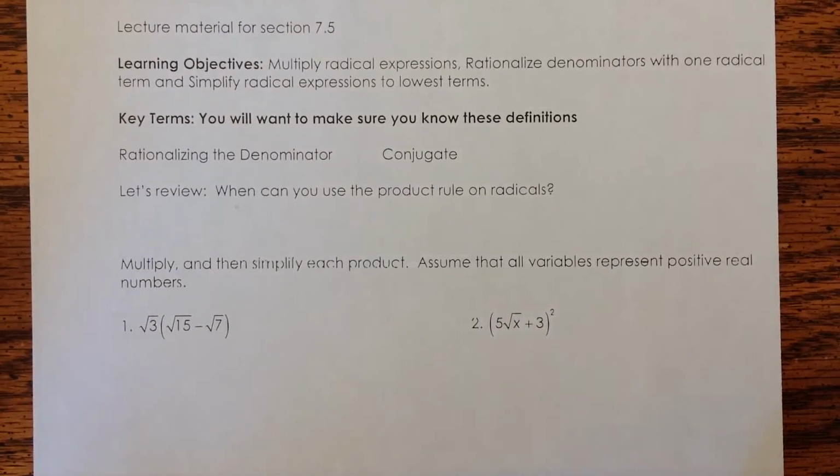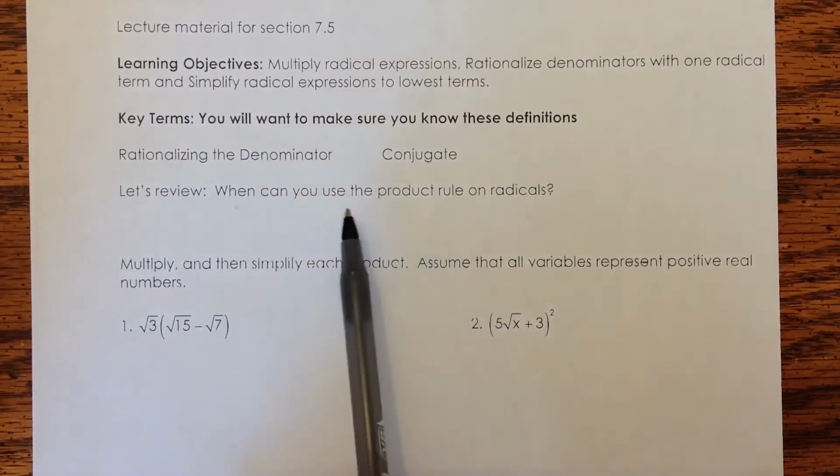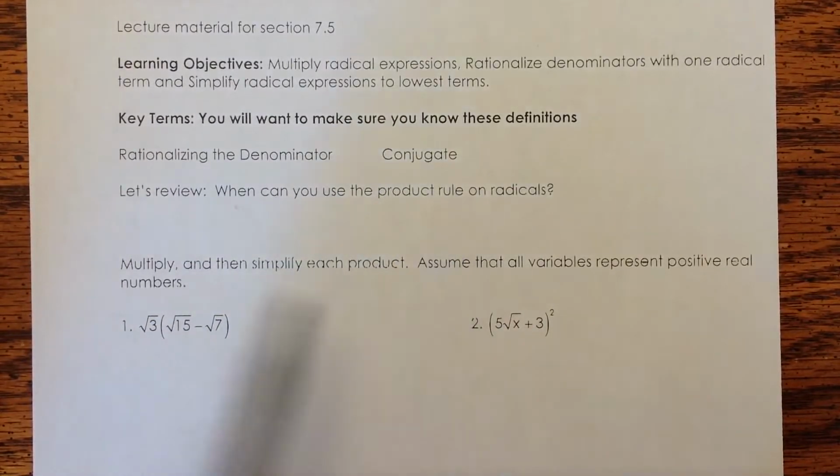All right, we're going to look at 7.5, where we're going to revisit the product rule on radicals, and we're going to finish the simplification rules on radicals. So the first thing it looks like we're going to do is distribute. So we need to revisit when we can use the product rule on radicals.